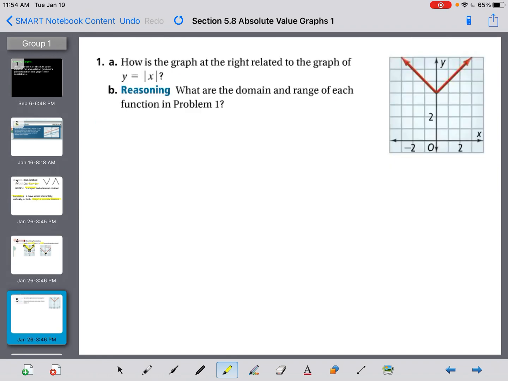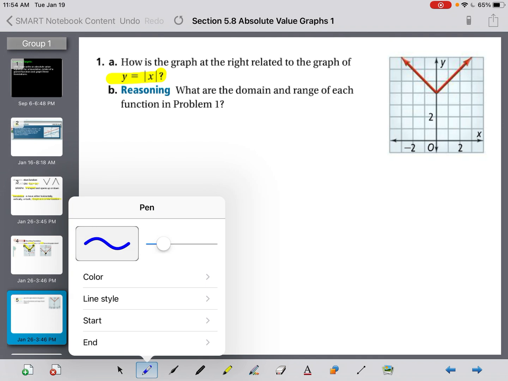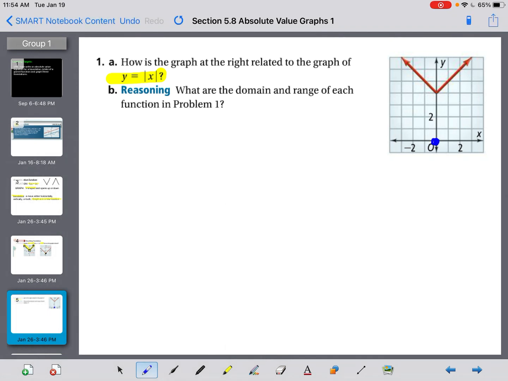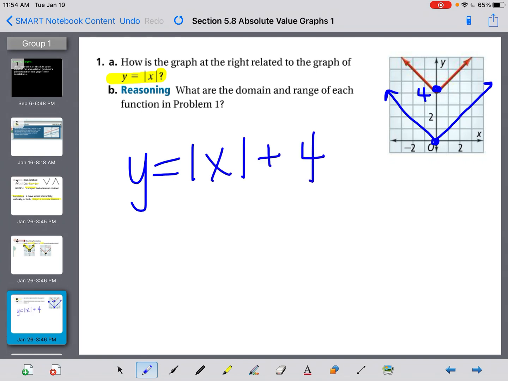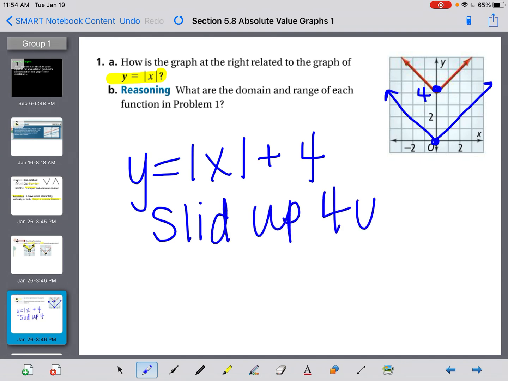All right, so how is this graph at the right related to the parent function? If you remember, the parent function would start at 0 and would go up 1 over 1, like this, both directions. The graph that's actually on here still has that same up 1 over 1 slope on both sides, but this time it starts up here at positive 4, which means they took that parent function and added 4. Okay, so we slid up 4 units. Okay, that's the answer to this.